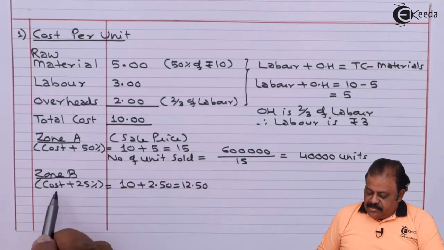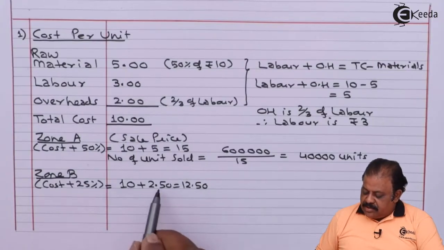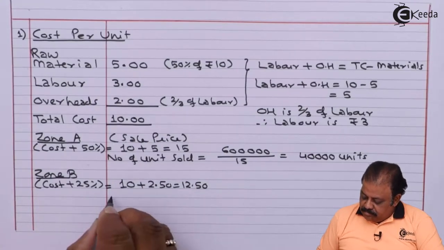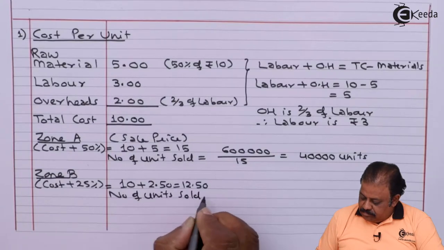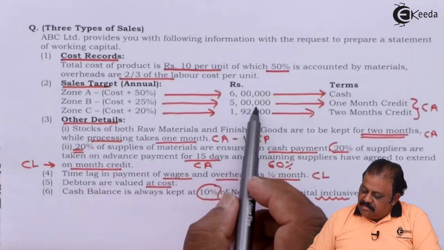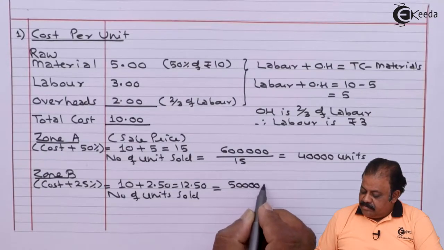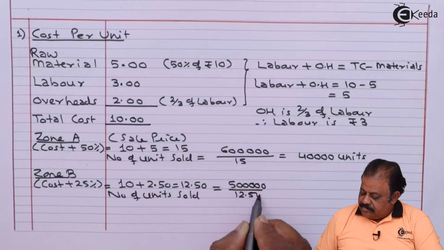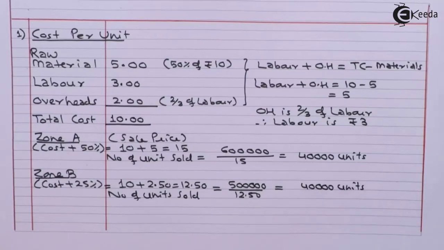In zone B, sale price is cost plus 25%. Cost is 10 rupees plus 25%, that is 2 rupees 50 paise. So it becomes 12 rupees 50 paise. Zone B, total sales is 5 lakh rupees. So to get number of units sold, 5 lakhs divided by 12 rupees 50 paise. It comes to 40,000 units sold.